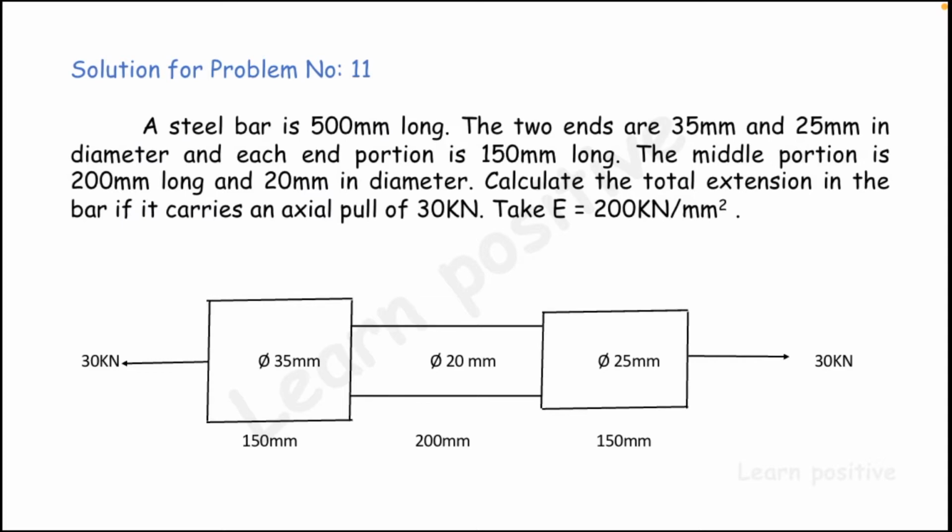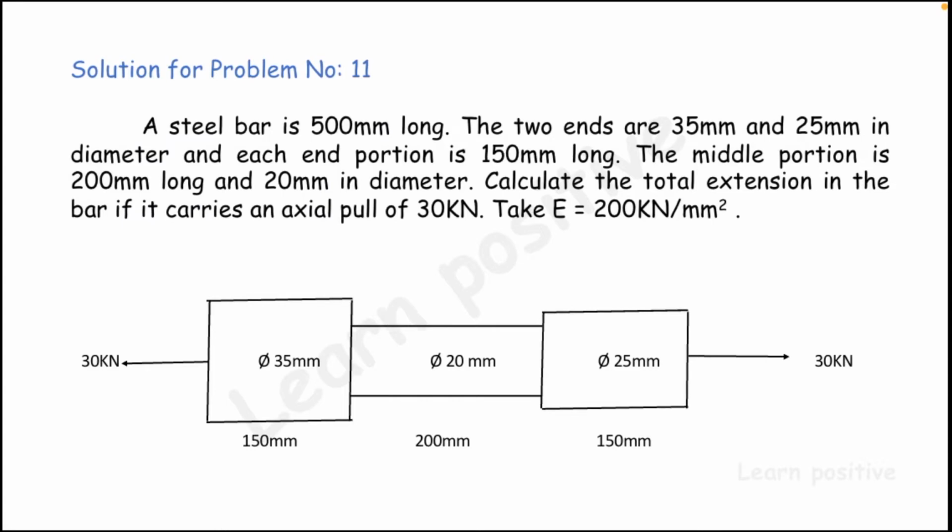The overall length of the rod is 500. When we subtract the 300 from the 500, we get 200. It is the middle portion. The middle portion is 200 mm long and 20 mm in diameter. So we have three different diameters in a single rod and different lengths: 150 mm length at each end, and 200 mm length at the middle.